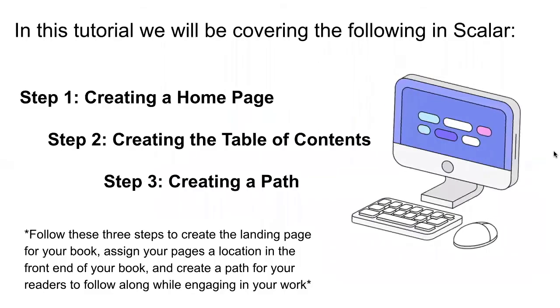In this tutorial, we will be covering the following in Scalar. Step 1, creating a homepage. Step 2, creating the table of contents. And step 3, creating a path. Follow along as I demonstrate these 3 steps to create the landing page for your book, assign the pages that you've created a location in the front end of your book, and create a path for your readers to follow along while engaging in your work.